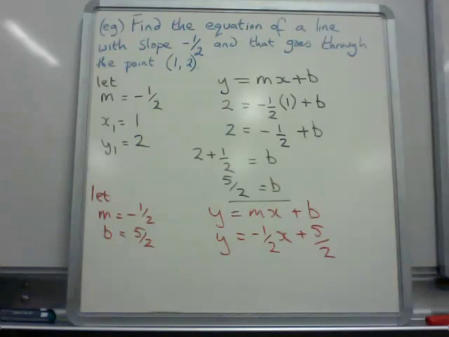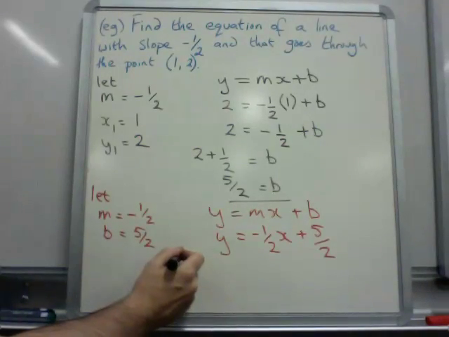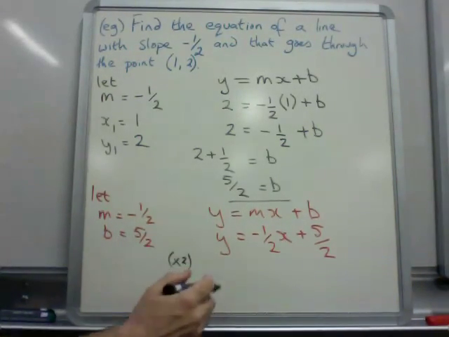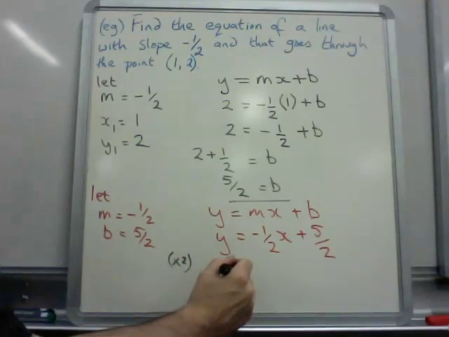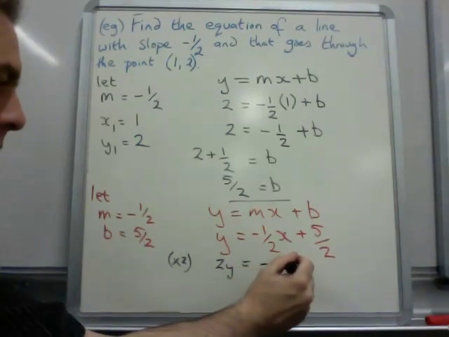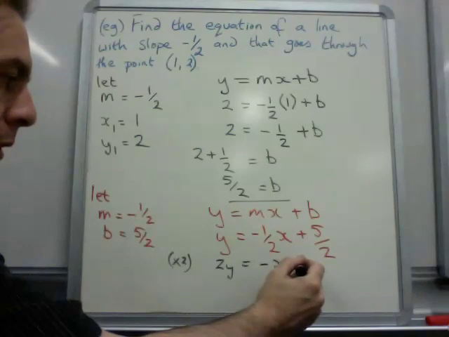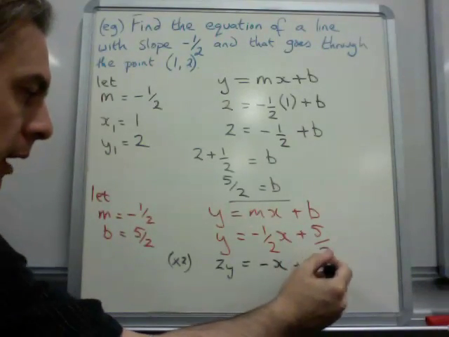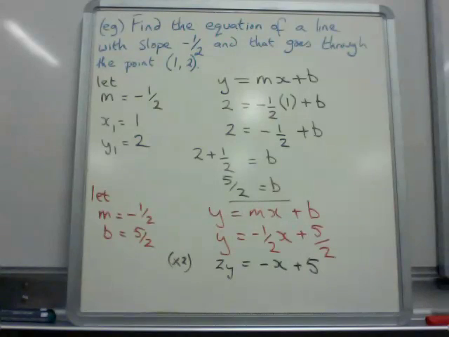If you don't like it with the fractions, you might go, let's do some fraction blasting. And if I times everything by 2, this would become 2y. This times 2 would become -x. This part times by 2 is plus 5. There's no fractions in that. You might prefer it like that.